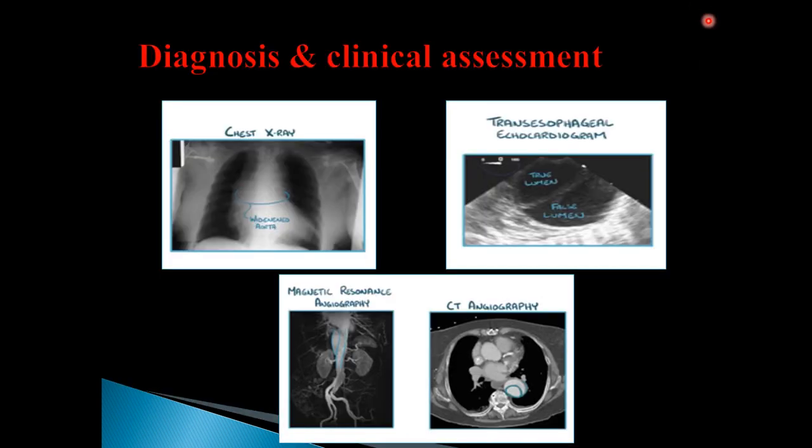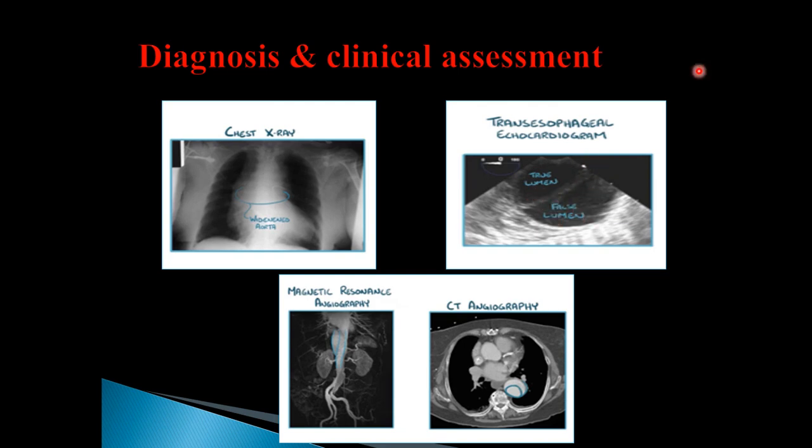Diagnosis and clinical assessment of aortic dissections depend on proper history taking, physical examination, as well as the use of radiology images. In this chest X-ray we can see that the shadow of the heart is large and there is widening of the aortic shadow. Transesophageal echocardiogram is also helpful to assess the presence of the false lumen.